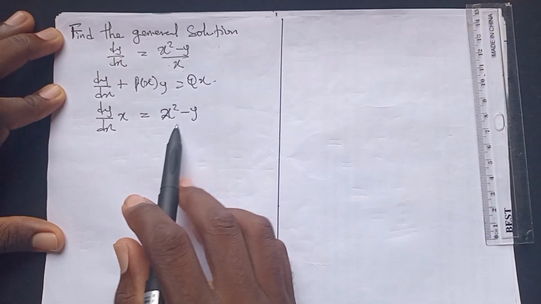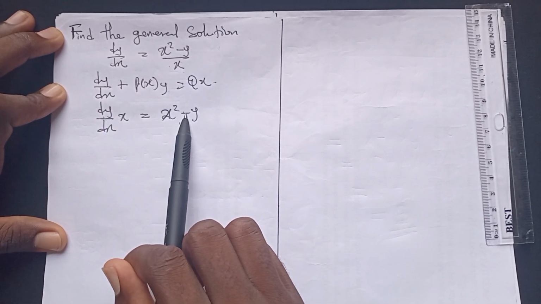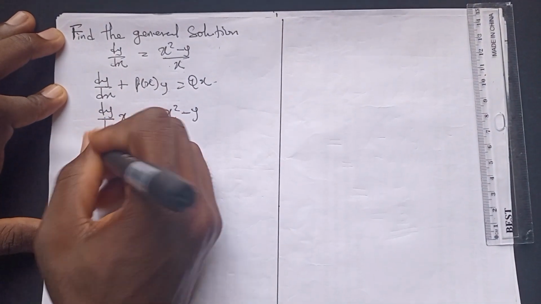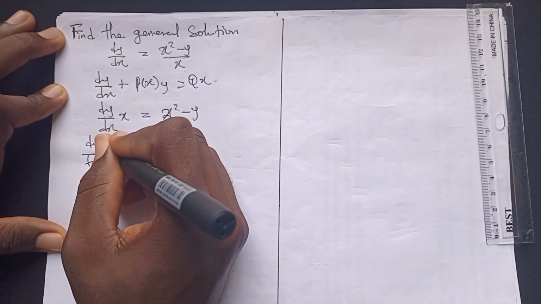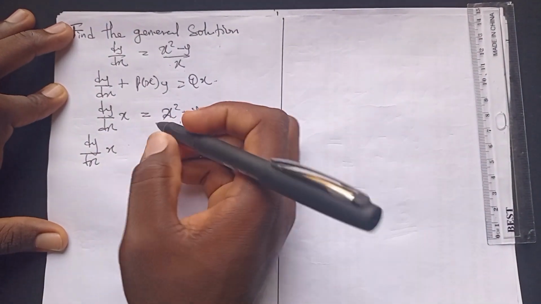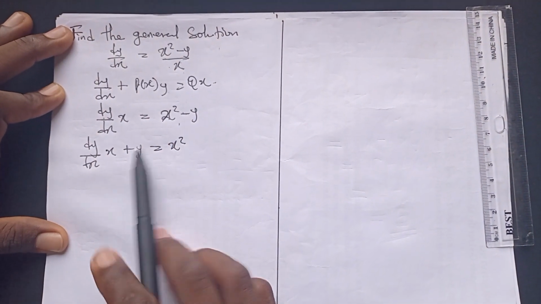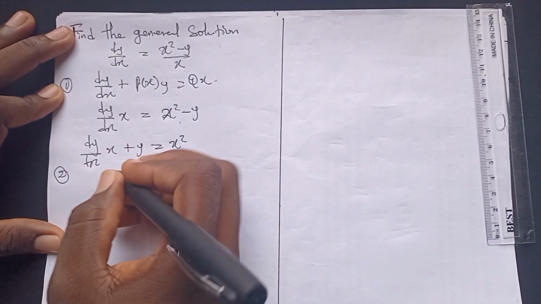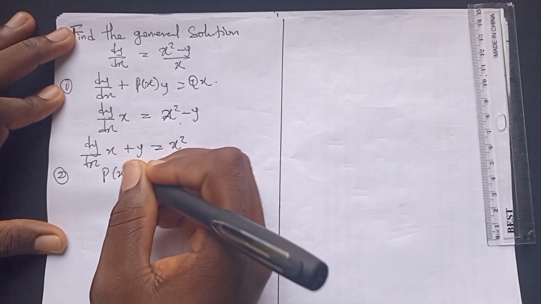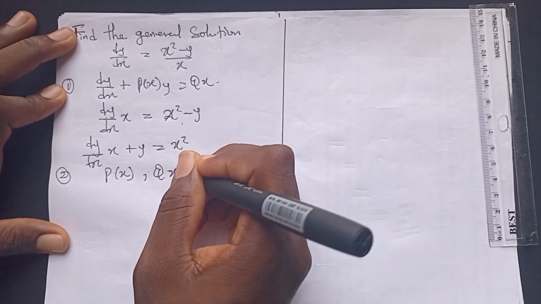Now, this equation is still not of this form. So the next thing to do is to add y to both sides, or take minus y to the other side of the equation. We have dy/dx times x plus y equals x squared. So now the equation is of this form, and this is step 1. The next step says to identify what p of x is and what q of x is.